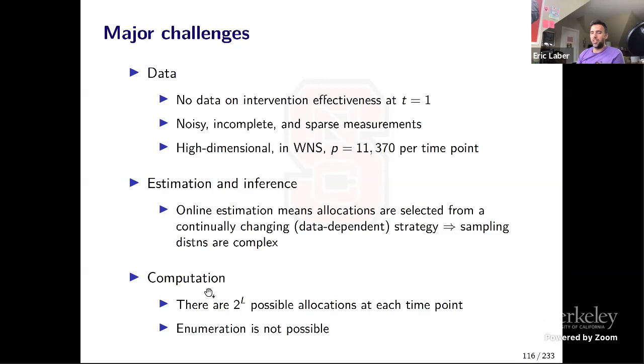In terms of computation, this is a combinatorial decision problem, so there's 2 to the L possible allocations if you don't have any constraints. And so enumeration here is not possible. And so, how do we make progress in these kinds of problems?